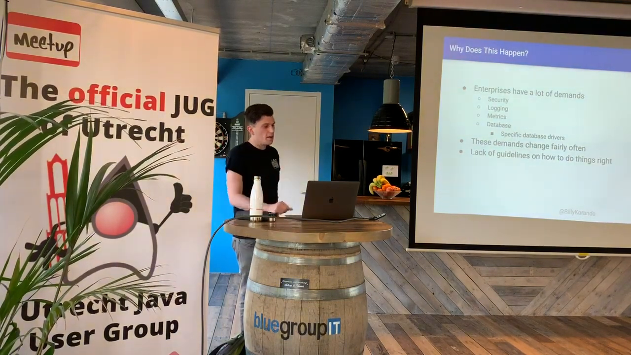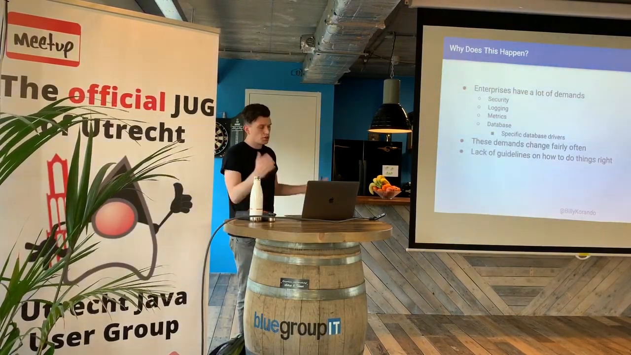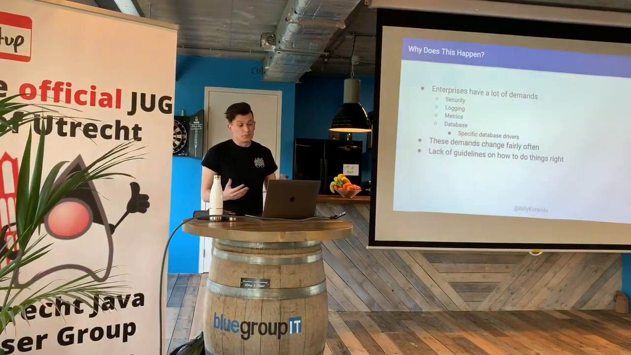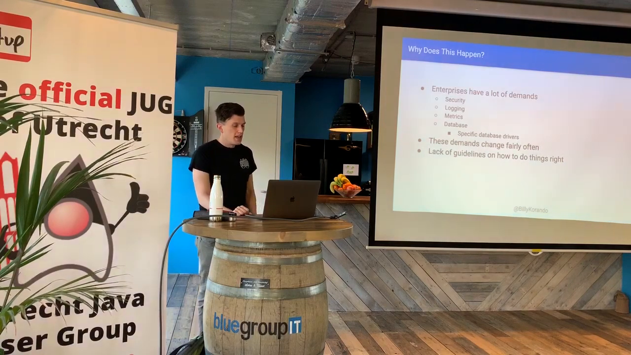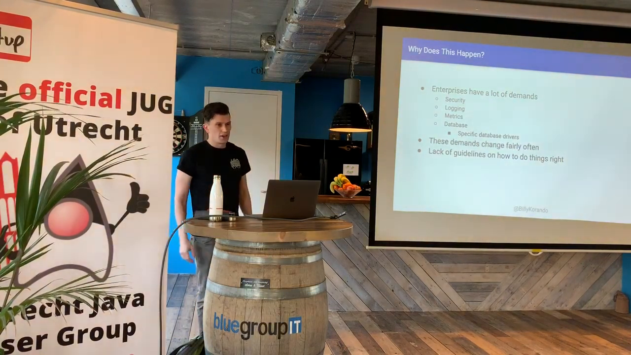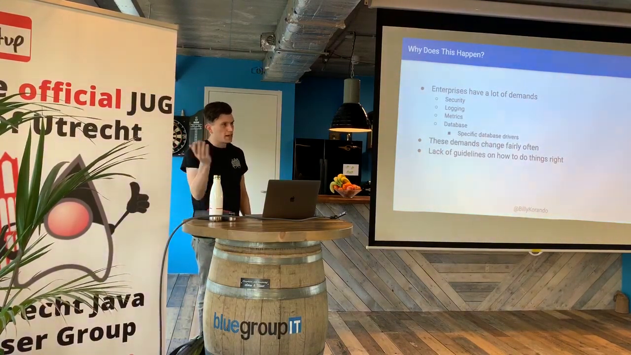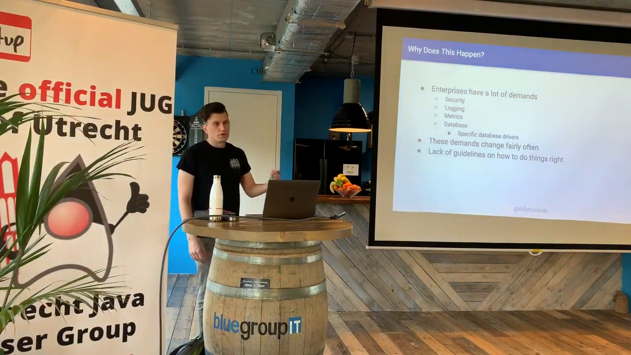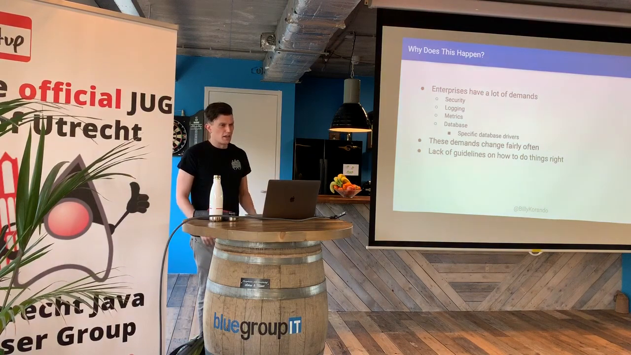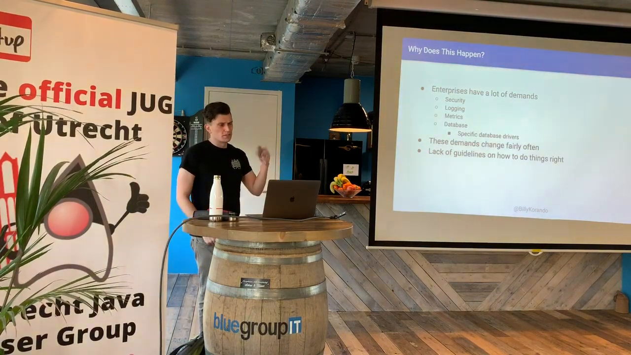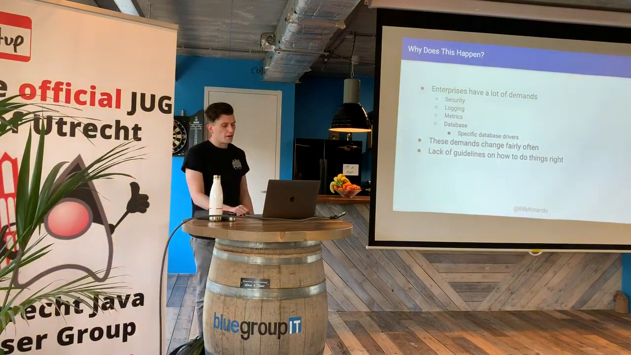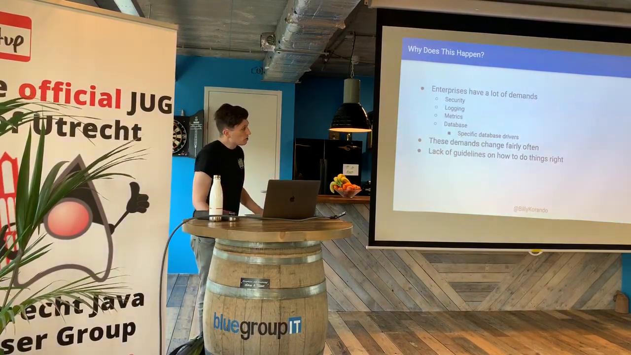So why does this happen? Enterprises have a lot of demands: security, logging, and so on. These demands can change fairly often, and a lot of times there's a lack of guidelines on how to do things right. It's like, we connect to a Postgres database, but then it's not clear what version I should be bringing in. It's just, well, go get whatever version's out there, whatever you can find on Maven Central, and put that in there. That's not a great way of doing things.